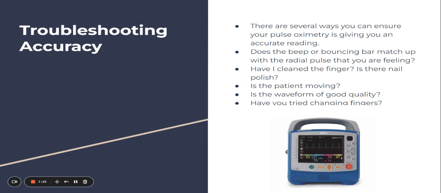Sometimes when I'm doing a reading and the number just doesn't seem accurate to me, I'll take a look and make sure that it's on the finger properly. I'll make sure the patient's not moving. I might test another finger. I'm going to look at the bouncing bar at the bottom right here, because this will just go up and down, and I'll check to see if it's matching with the radial pulse that I'm feeling. I'll make sure that the finger is cleaned, that there's no nail polish on. If we have to remove that nail polish, I'll make sure that there's a good waveform. So sometimes you can see here the waveform across the monitor under the ECG, and that changes with the settings.